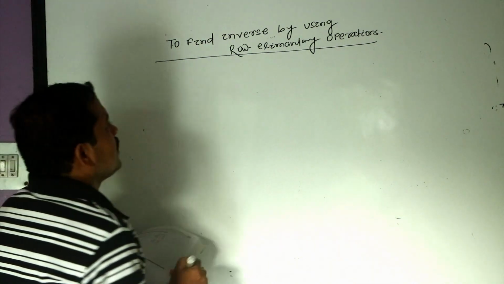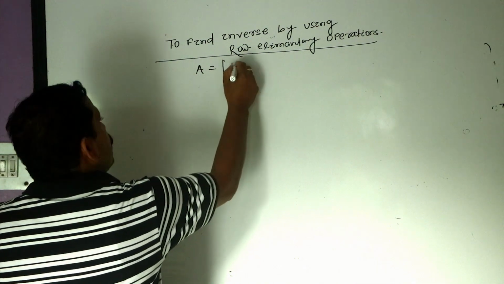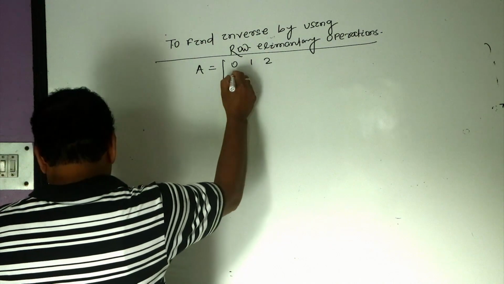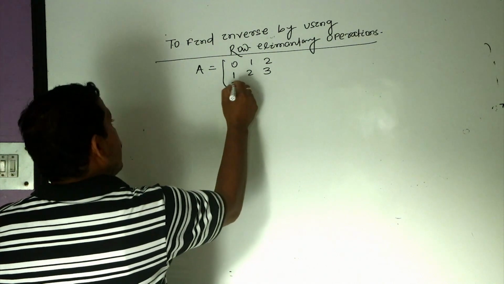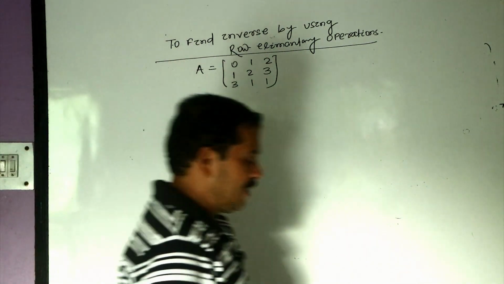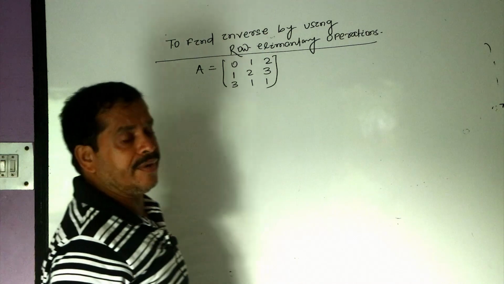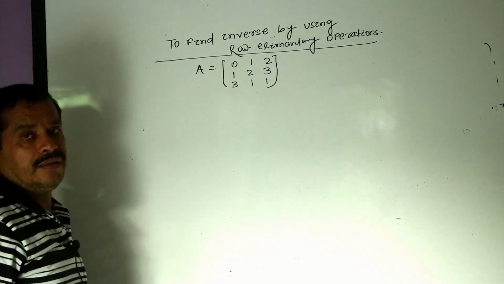Suppose the matrix is like this: 0, 1, 2, 1, 2, 3, 3, 1, 1. We have to find the inverse of the matrix by row elementary operations. It is a long question.